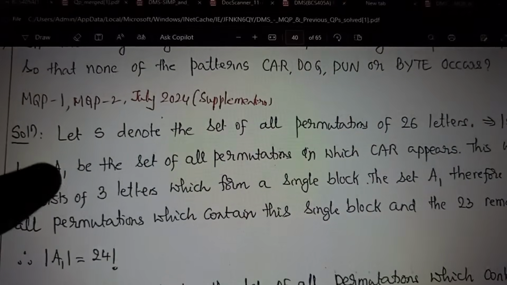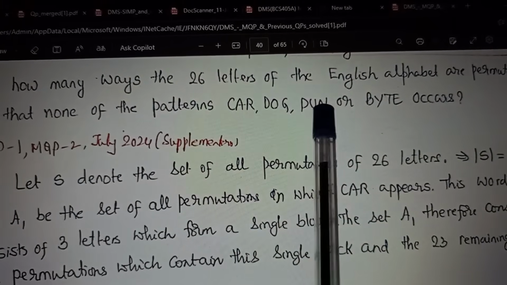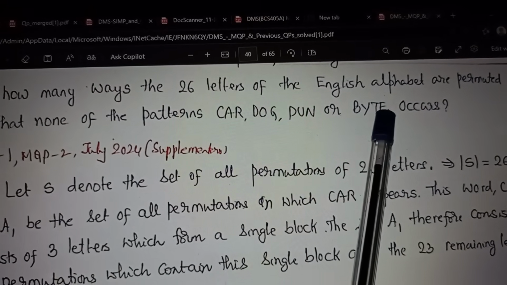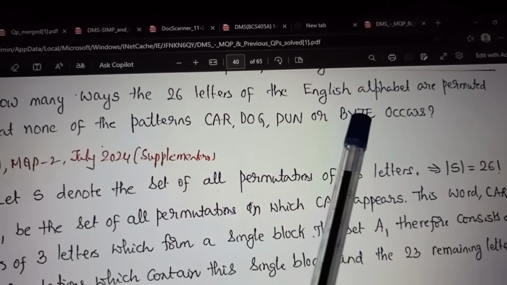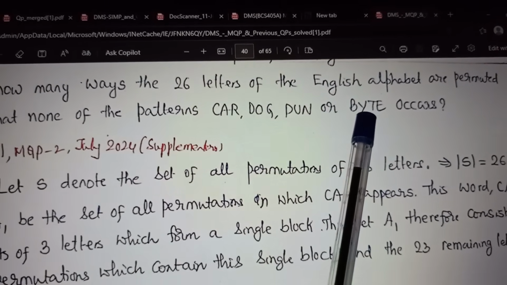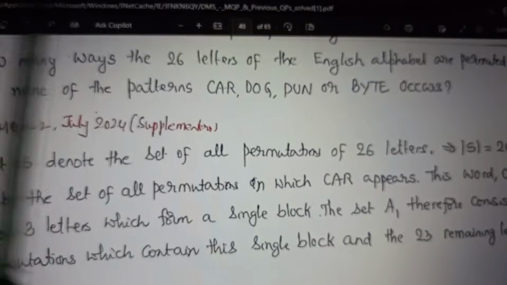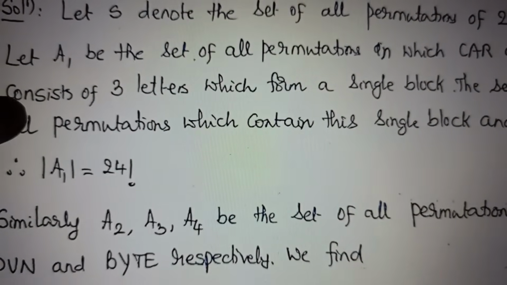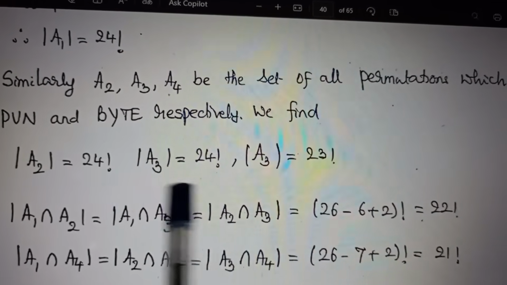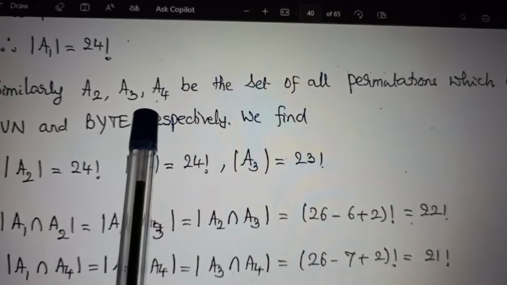Similarly, if you check for the next word DOG, that is also 3 letters, right? So same thing. PUN is also 3 letters, right? So same thing. But for BITE, what we have to do is 26 minus the entire word BITE, minus 4, plus 1. We are considering this to be 1 unit, so minus 4. Okay, so then what we will get is 23 factorial.